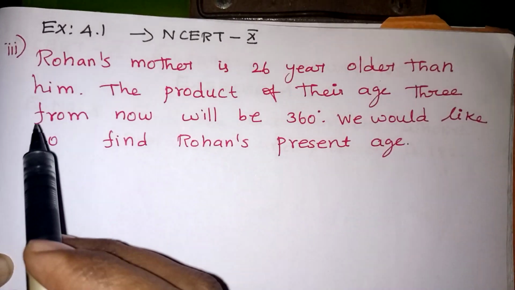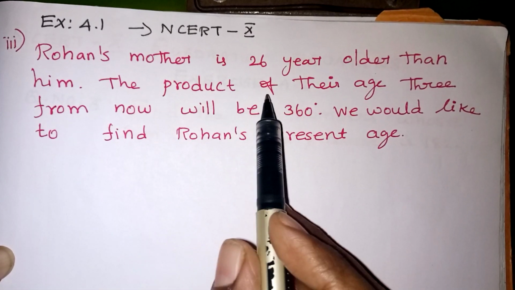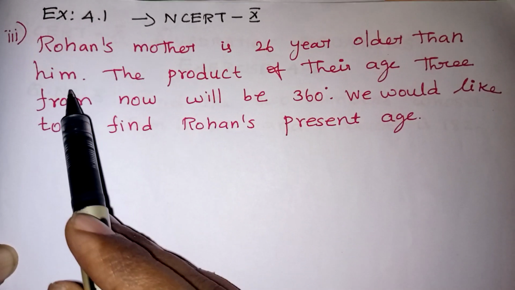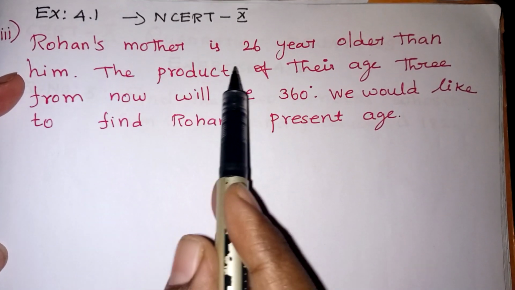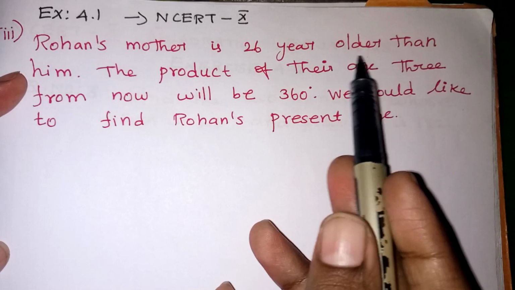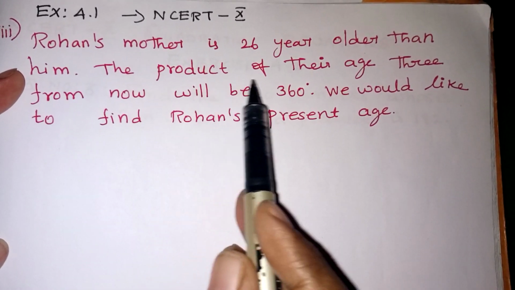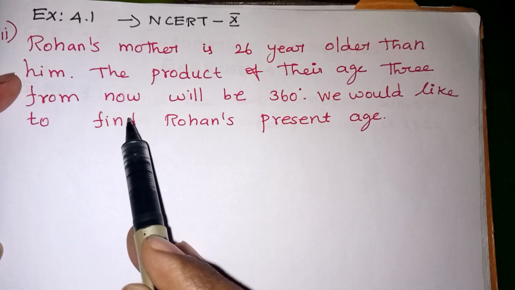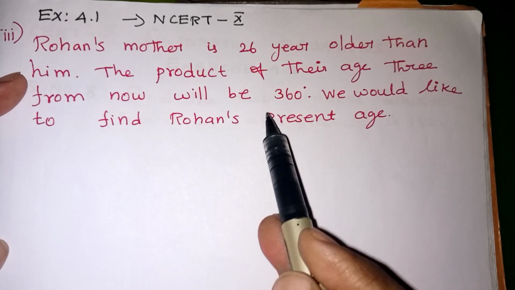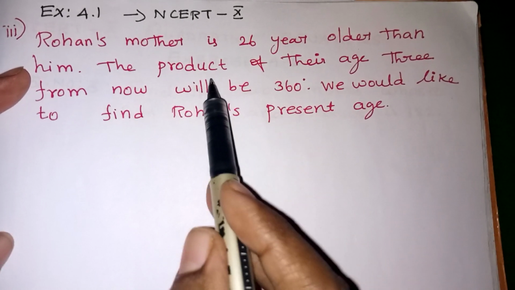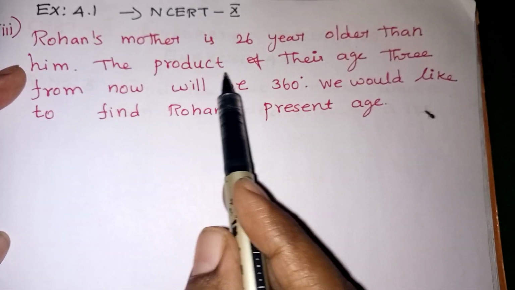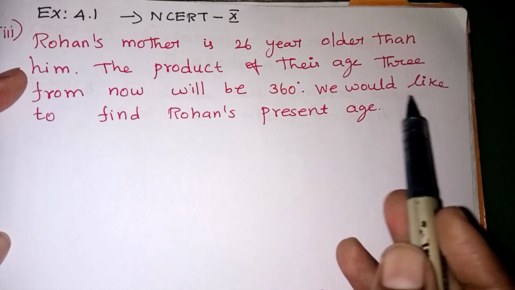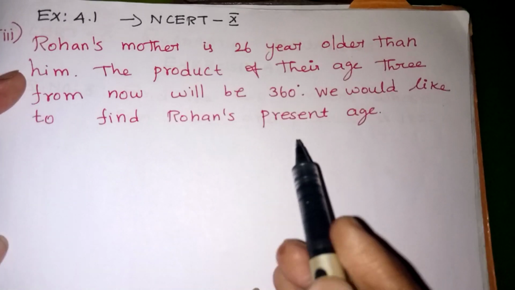So this is your third question. Rohan's mother is 26 years older than him. So if Rohan is x years, Rohan's mother will be x plus 26, as older than him is given. The product of their ages 3 years from now, that means after 3 years, will be 360. If you multiply their ages, it will be 360. We would like to find Rohan's present age.